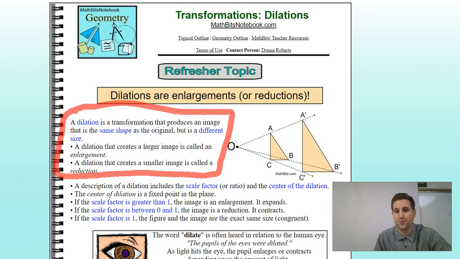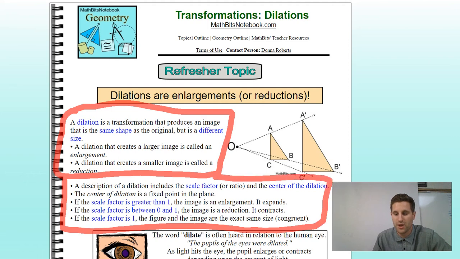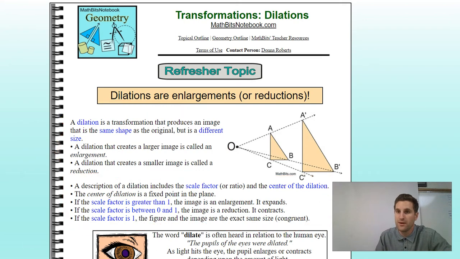If the scale factor is greater than 1, the image is enlarged, it expands. If it's between 0 and 1, it is a reduction. That would be like a fraction, like 1/2, 1/3, 1/5. And if the scale factor is 1, the figure and the image don't change, don't move. And we're going to go ahead and write all of that down. Okay, so pause the video, write those down. Moving on.